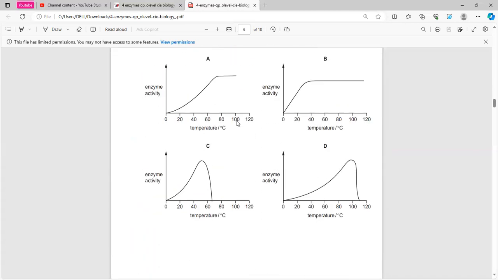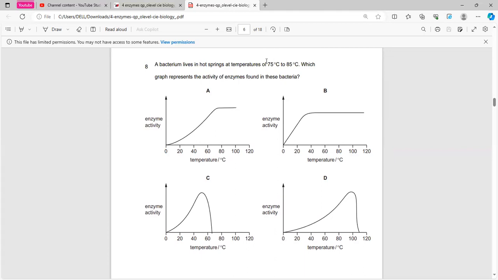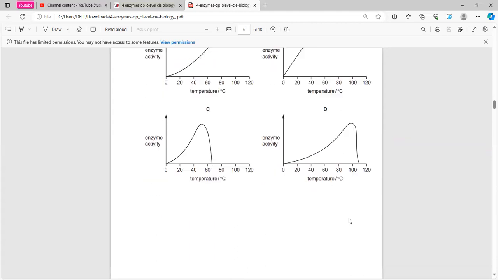Now, if we come to question number 8, they've said the optimum temperature of bacteria is 75 to 85 degrees. So their maximum activity in all these graphs should be lying between around 75 to 85. And after that, it should suddenly decrease because of denaturation. So option D is the best fit.